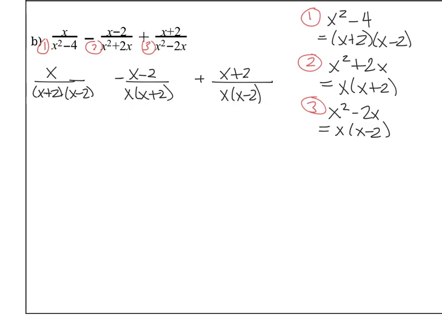So now for the fun part, let's find that lowest common denominator. So let's make a combination of these factors. So we have two factors here, x plus 2 and x minus 2, so let's include those ones. So we have x plus 2 and x minus 2. Looking ahead, we have a new factor, which is x. We haven't included that, so let's include that in our lowest common denominator.